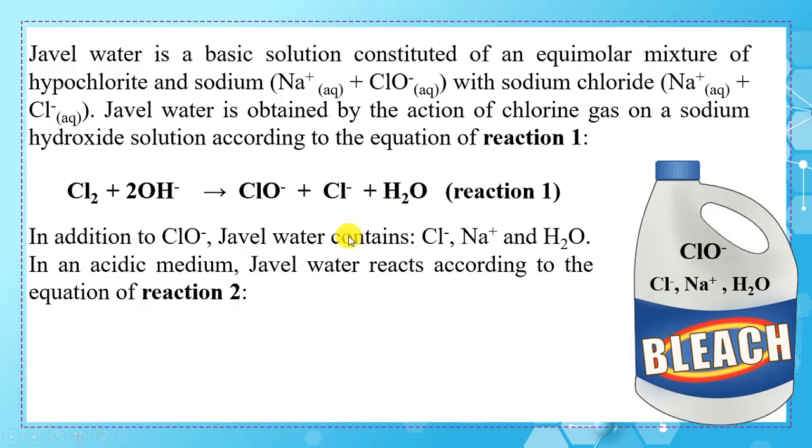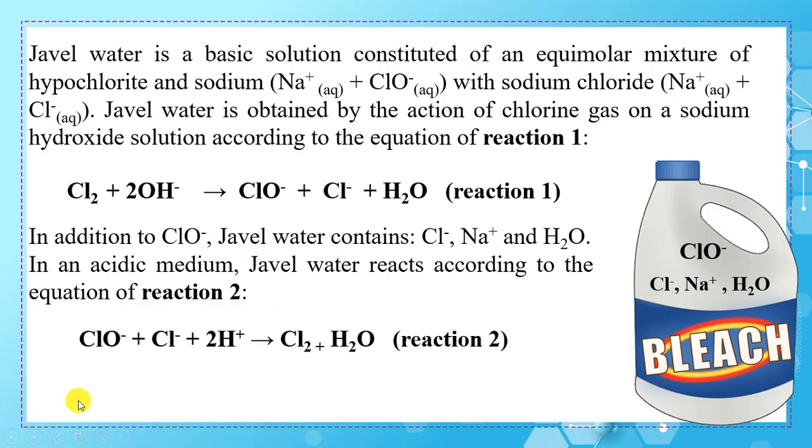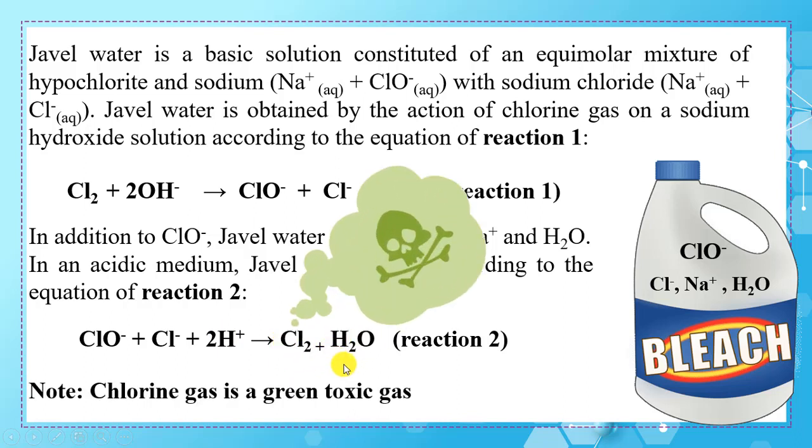In an acidic medium, Javel water reacts according to the equation of reaction 2. So, if Javel water is placed in acidic medium, the following reaction will take place: ClO- plus Cl- plus 2H+ produces Cl2 and H2O. Note that chlorine gas is a green toxic gas.